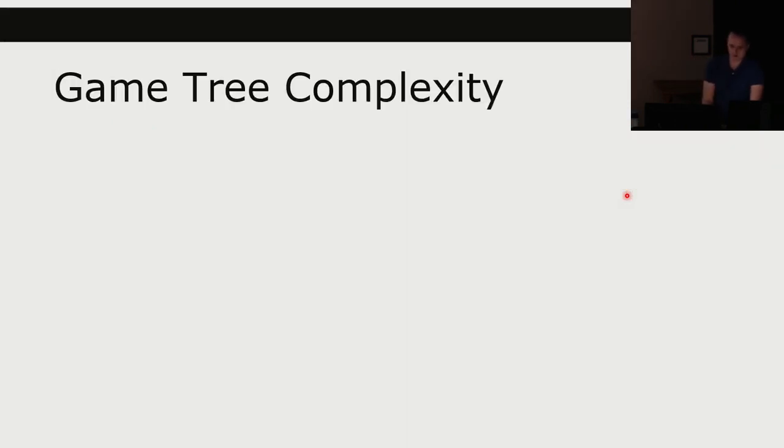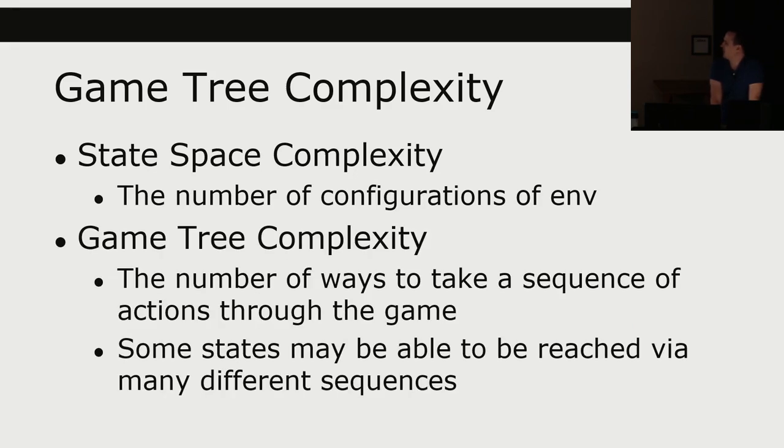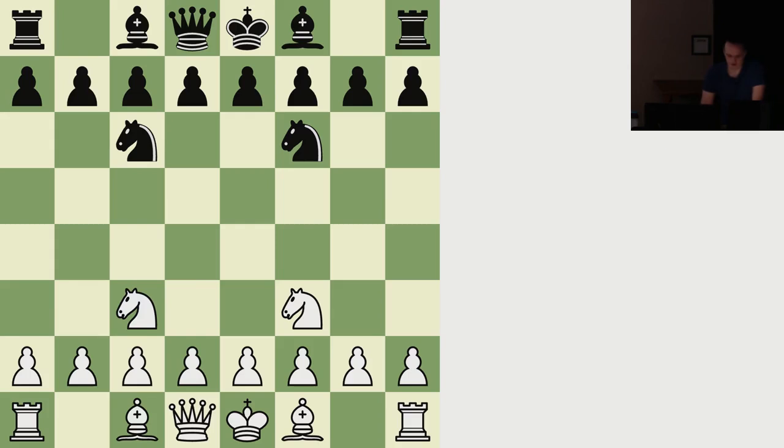Now, there's another thing, which is game tree complexity. If state space complexity is the number of configurations of an environment, then game tree complexity is the number of ways to take a sequence of actions through the game. So some states may be able to be reached via many different sequences of actions. Okay? So let's have a look over here in a game of chess.